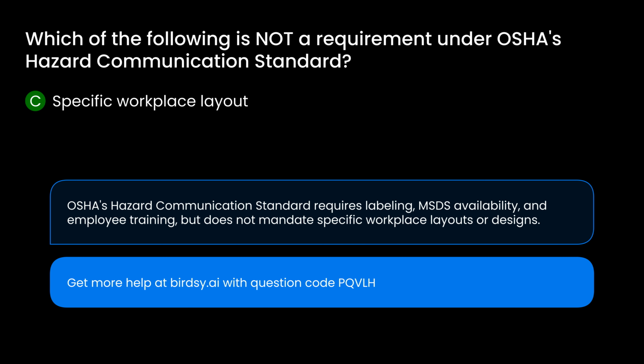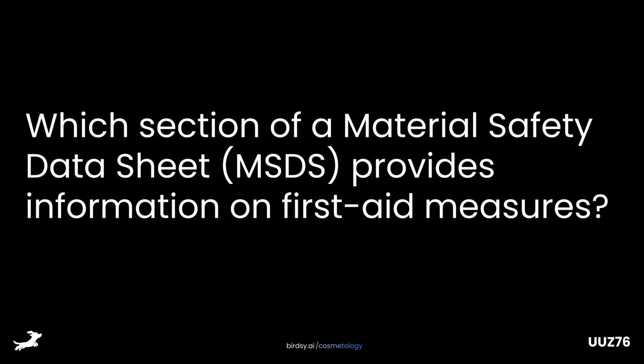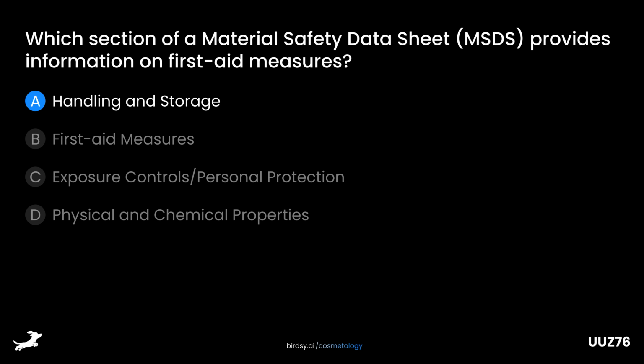OSHA's hazard communication standard requires labeling, MSDS availability, and employee training, but does not mandate specific workplace layouts or designs. Which section of a material safety data sheet provides information on first aid measures? Is it A, handling and storage? B, first aid measures? C, exposure controls, personal protection? Or D, physical and chemical properties? The answer is B, first aid measures.